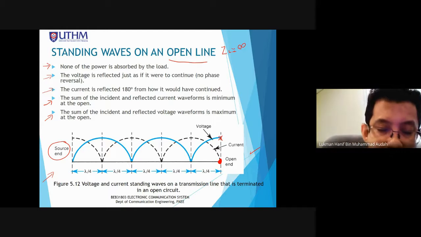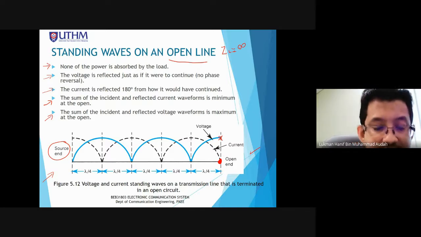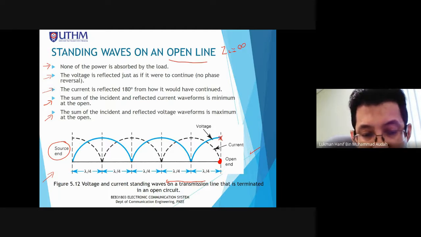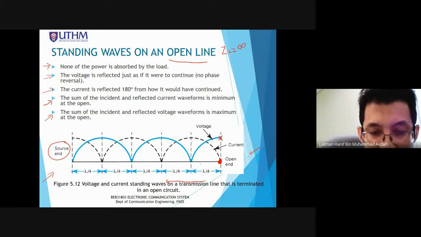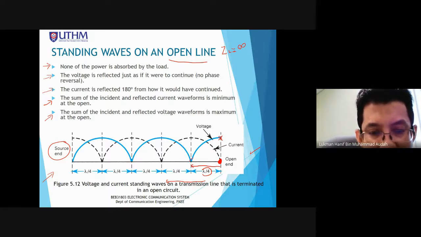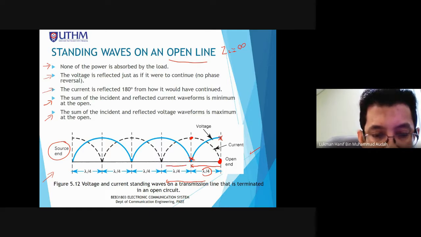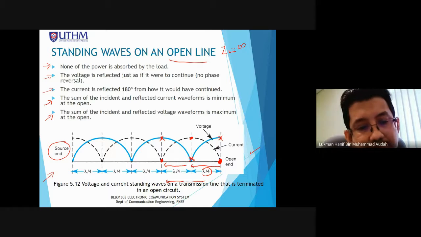Dan kalau kamu lihat, apabila gelombang itu bergerak daripada load kepada source, ke arah kiri, let's say we want to see the wave pada jarak tertentu daripada load kepada source. So at lambda over 4 distance, apabila kita melihat ke arah source, voltage will be minimum at this point, manakala current will be at maximum. And if we move again lambda over 4 towards the source, we're going to see that the current is minimum while the voltage is maximum. Dan seterusnya.